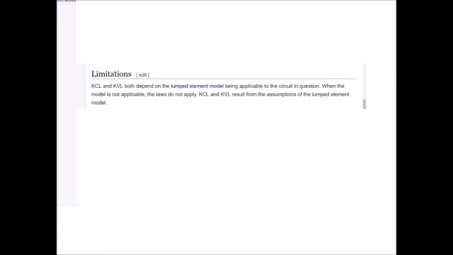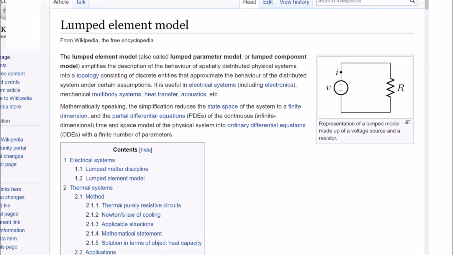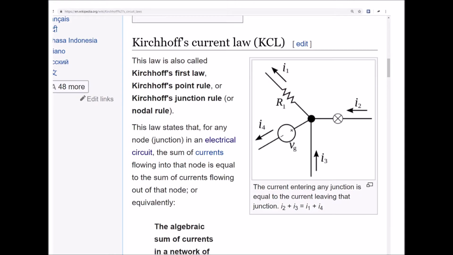Limitations. KCL and KVL both depend on the lumped element model being applicable to the circuit in question. When the model is not applicable, the laws do not apply. KCL and KVL result from the assumptions of the lumped element model. KCL is dependent on the assumption that the net charge in a wire, junction, or lumped component is constant.